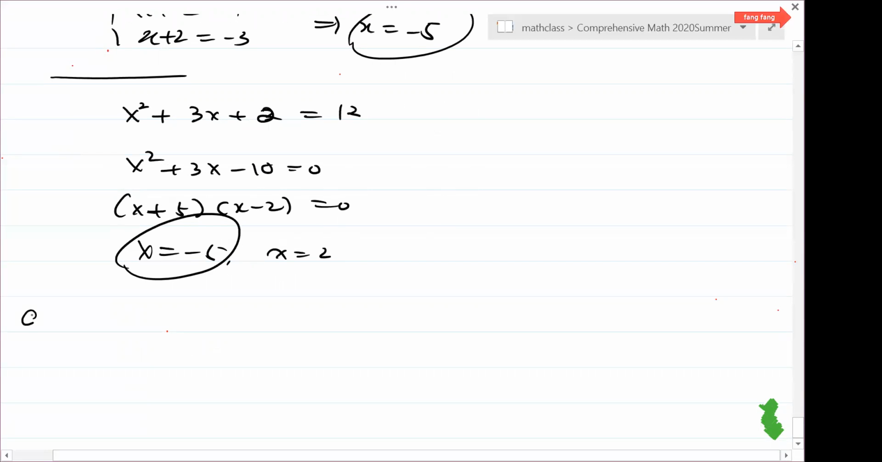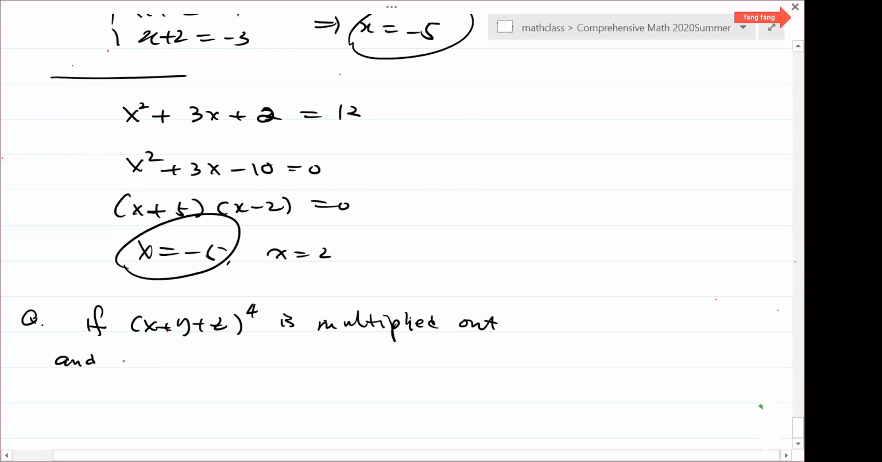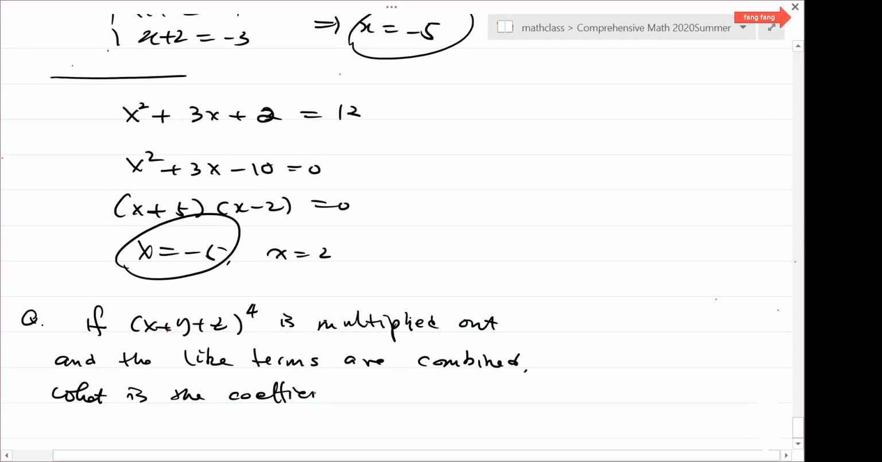Let me talk about the last problem. If x plus y plus z to the 4th power is multiplied out, and the like terms are collected together, what is the coefficient of the x squared y z term?